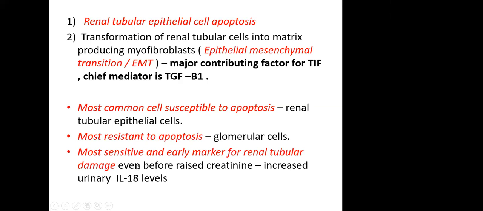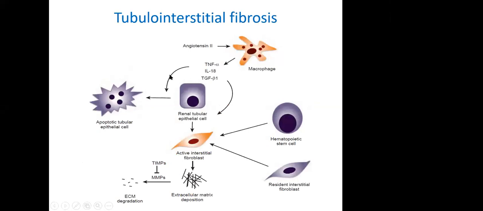So in initial renal damage, what is the most sensitive marker? Clinically, when kidney function is lost, there will be a rise in creatinine. But even before the rise in creatinine, the most sensitive and early marker for renal tubular damage is increased urinary interleukin 18 level. This is also asked. So at the microscopy level, the most common cell damaged in obstructive renal injury is the renal tubular epithelial cell, the most resistant cell is the glomerular cell, and the most sensitive marker for renal tubular damage is increased urinary interleukin 18. So this is the pathophysiology.